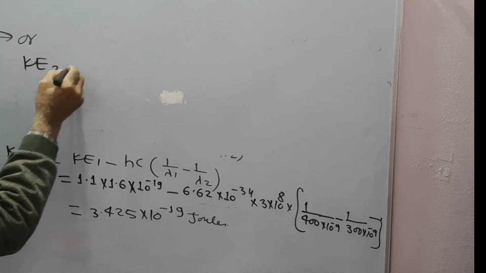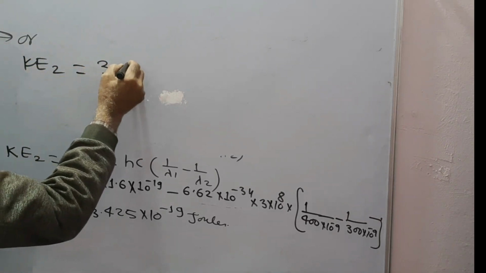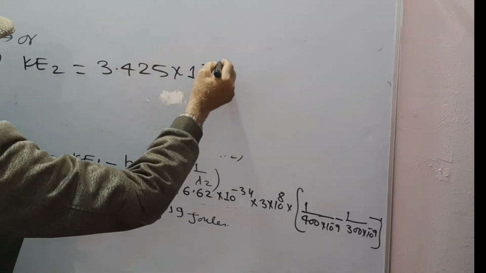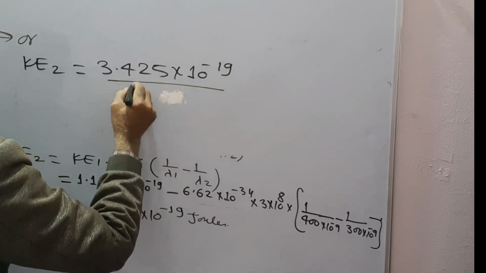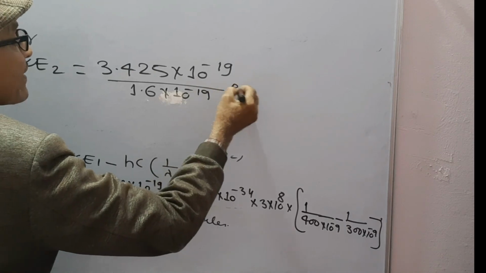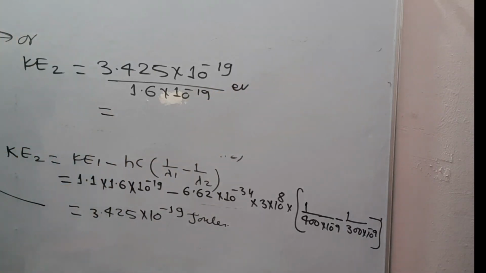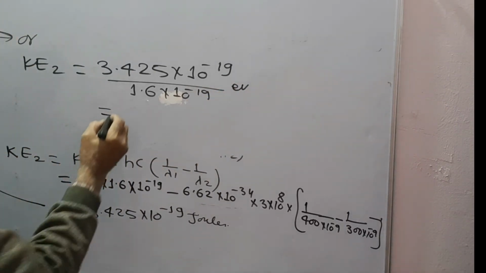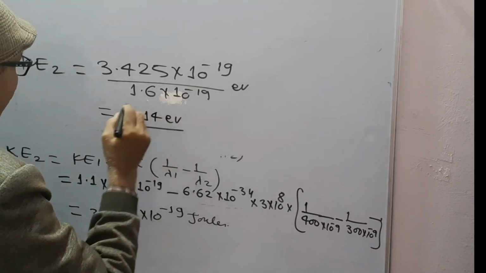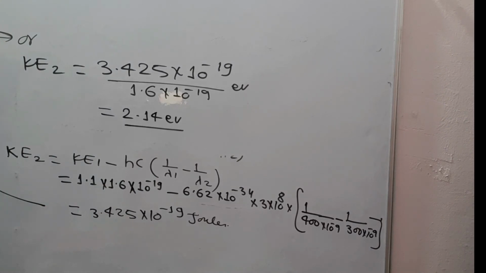Therefore, Ke2 will be equal to 3.425 into 10 to minus 19 divided by 1.6 into 10 to minus 19 electron volt, which on simplification gives 2.14 electron volt. So the maximum kinetic energy of emitted photoelectron in the second case will be 2.14 electron volt.